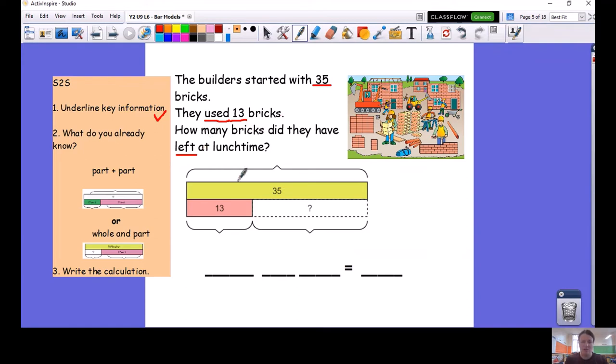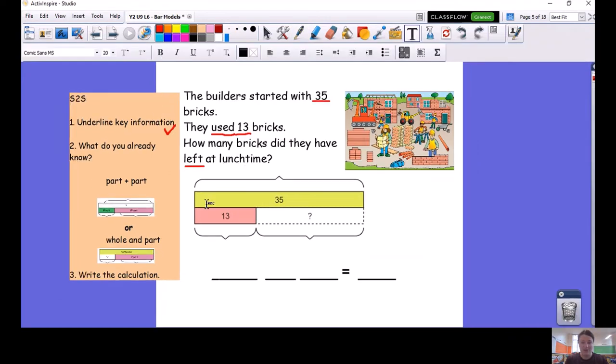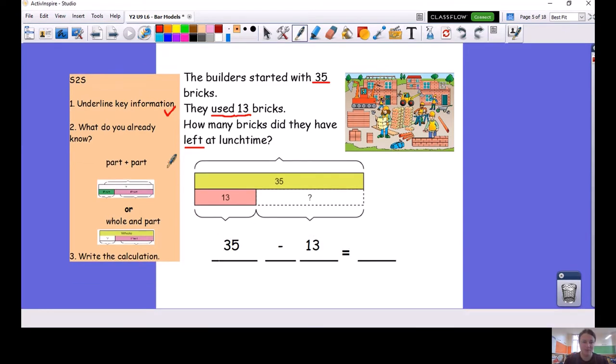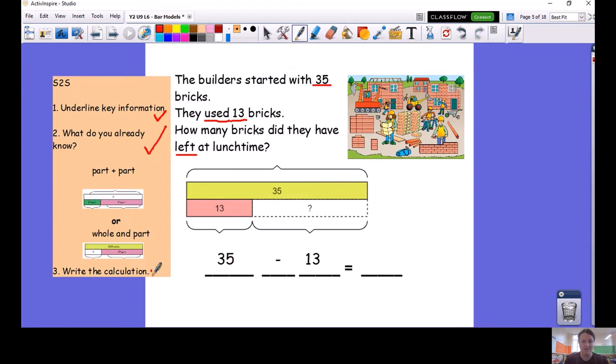So I know that I have got the whole, which is how many they started with. They started with 35 bricks. They've used 13. So I need to work out how many they've got left. So this is going to be a subtraction question because I've got the whole and only one part. Let's put this down as our subtraction question. We have got 35, which is our whole, and we are going to be taking away 13 to get our answer. Now, we're not going to answer it now because that's not part of this step. What we're doing is just working out what is the question that we need to answer in the first place. So we have now worked out what we know and we've written down the calculation.